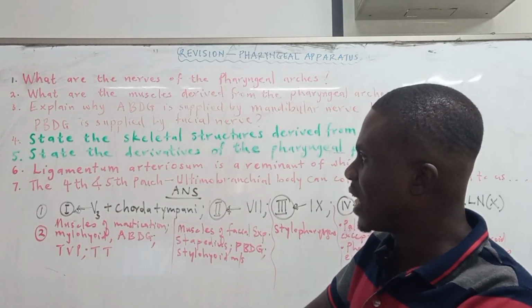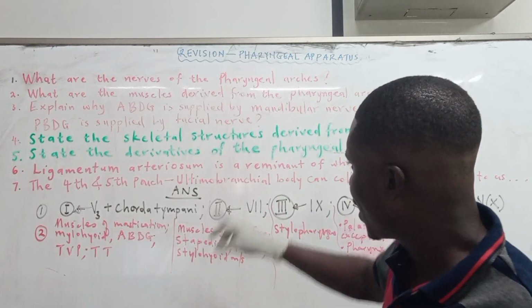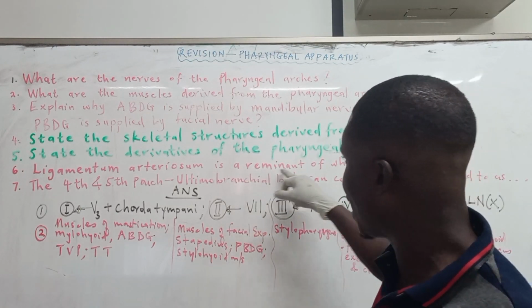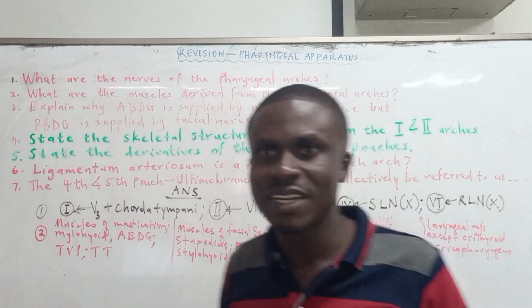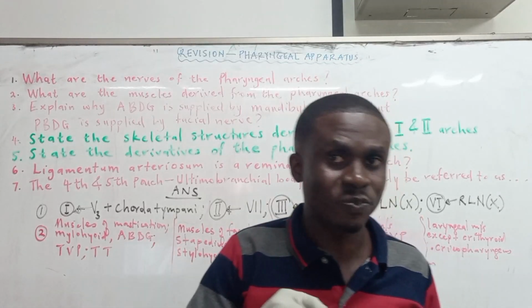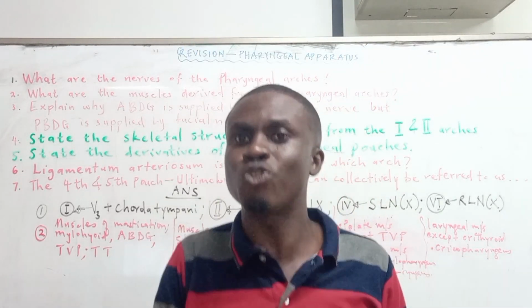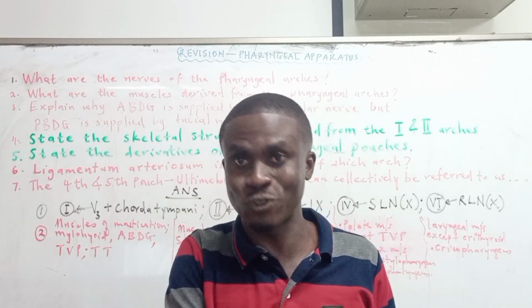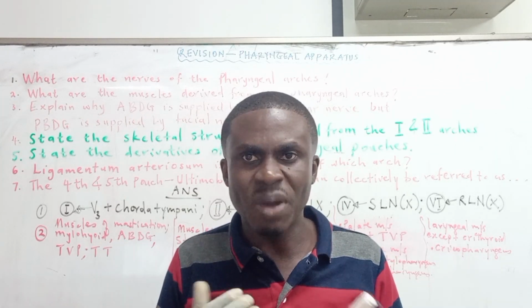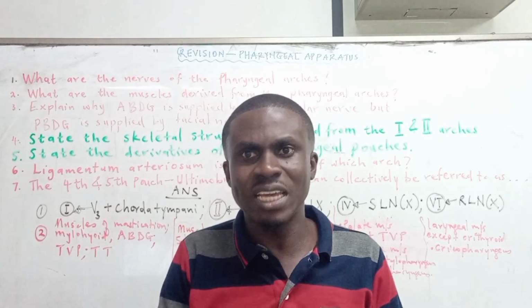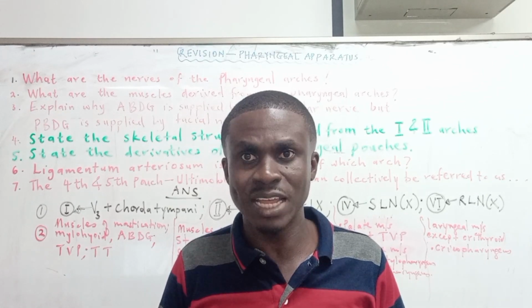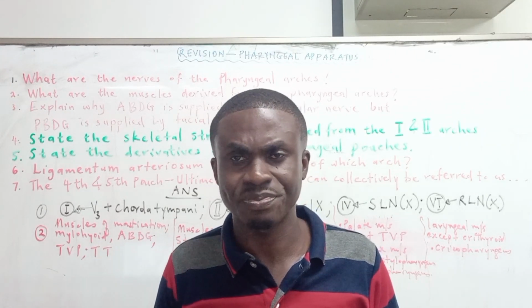Question number 6 says, ligamentum arteriosum is a remnant of which arch? Ligamentum arteriosum used to be ductus arteriosus. And my friend, ductus arteriosus is with the sixth arch only. Yes, that's one thing I want you to be aware of.